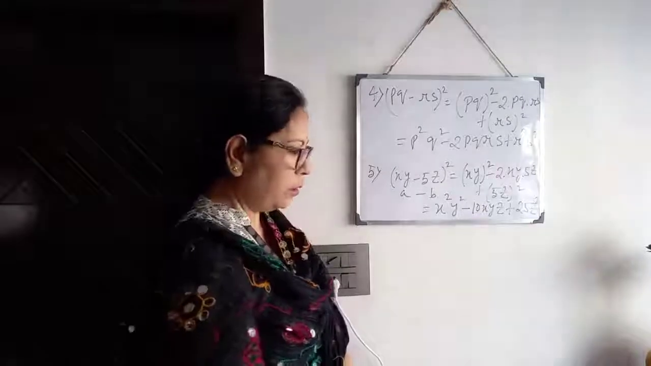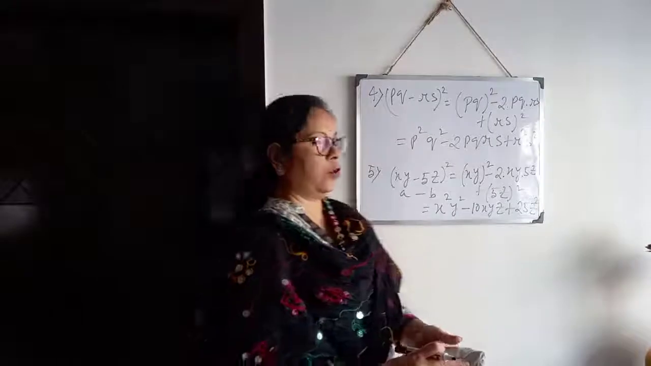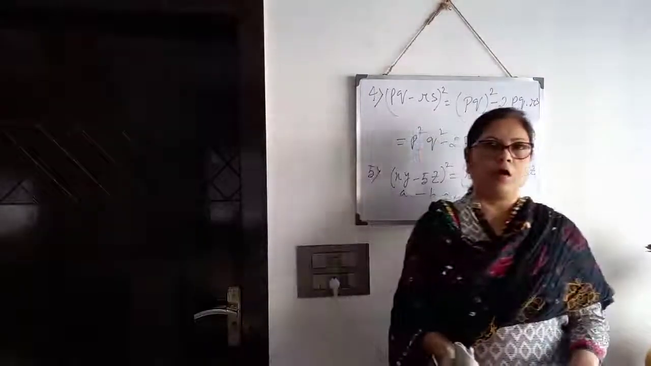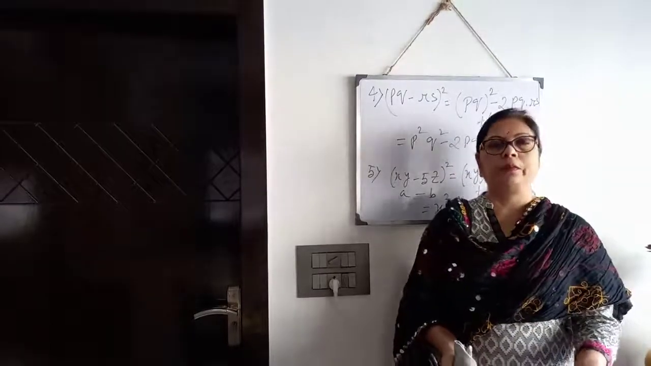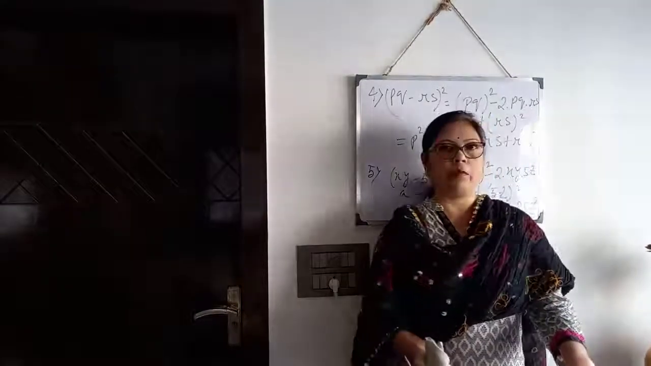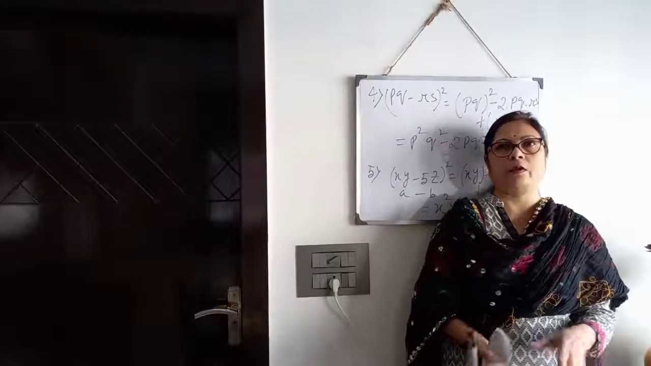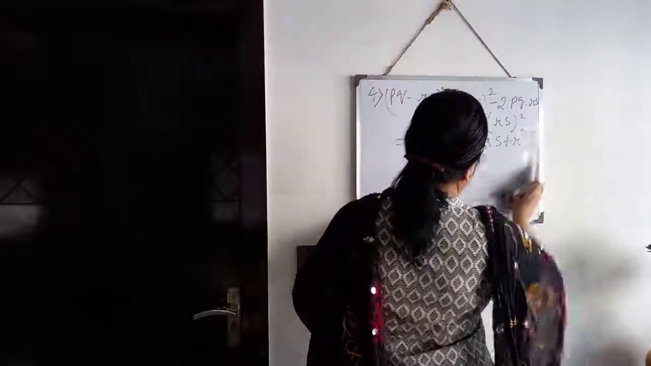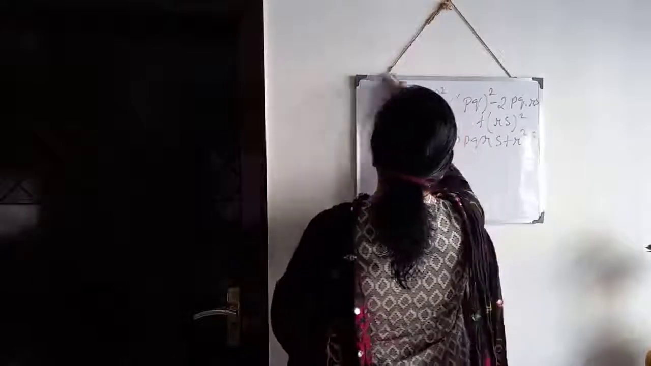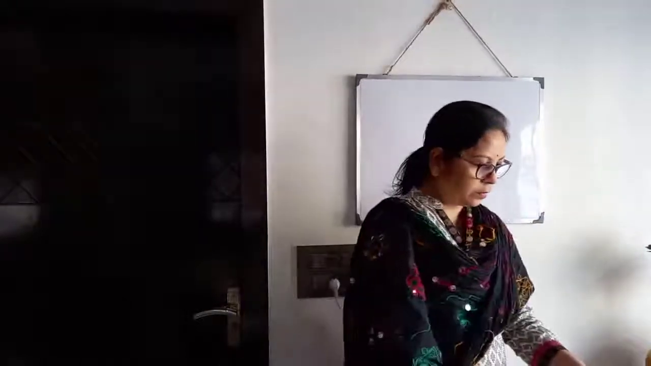Clear? Now this is the method of finding squares. Either it will be in the form of a plus b or in the form of a minus b. When it is a plus b, you have to apply a square plus 2ab plus b square. And when it is a minus b, you will apply a square minus 2ab plus b square. Then next, simplify.